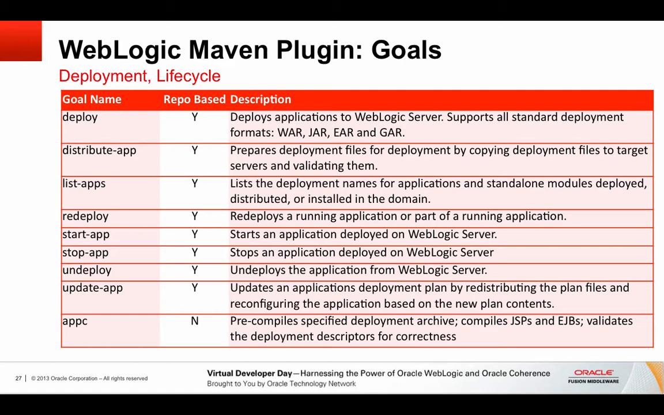We've also got support for AppC, so this is where we're going to pre-compile a deployment archive. For archives that have lots of JSPs or EJBs, the translation, generation, compilation, etc. is done at development time, so during deployment time it doesn't take as long to deploy on first call.